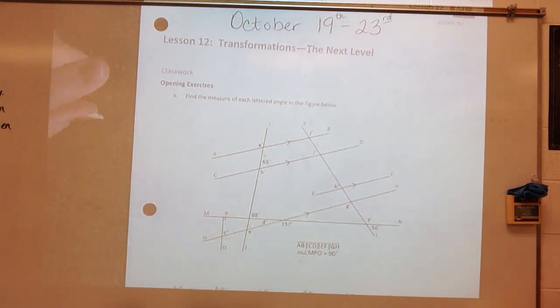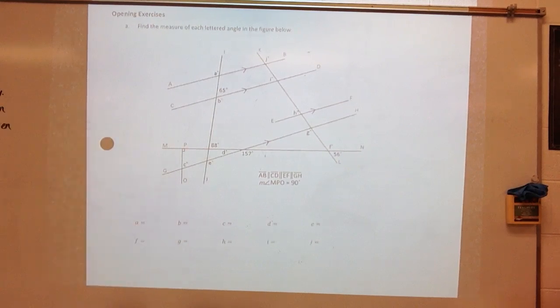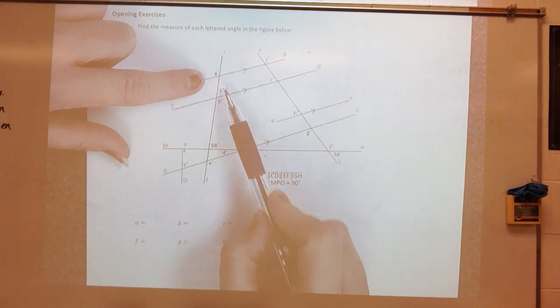So really quickly, our opening exercise is kind of a quiz over certain things that we've been talking about. So I want you to pause the video, and I want you to answer these questions. Find the measure of each lettered angle in the figure below. So you can do this a couple of different ways. You can just go through. So I want to know about A.